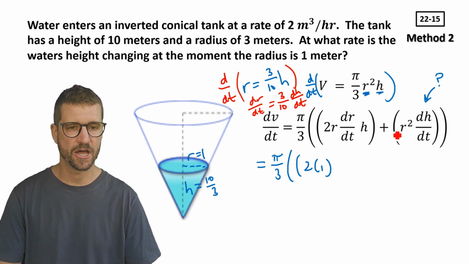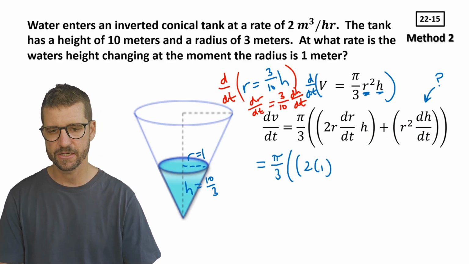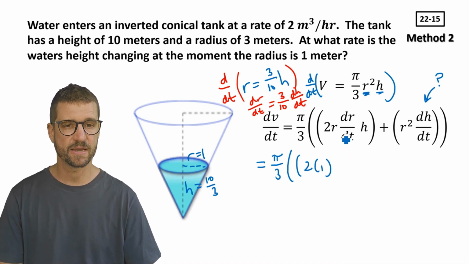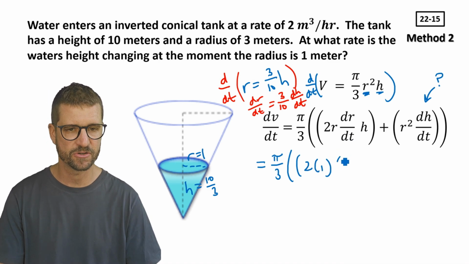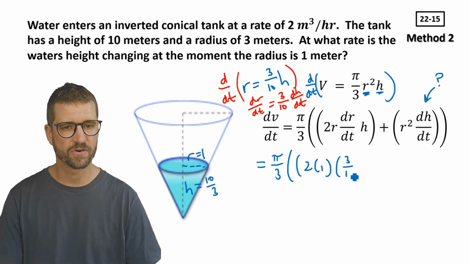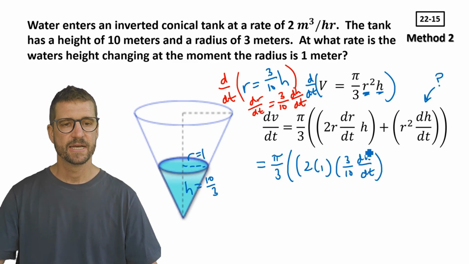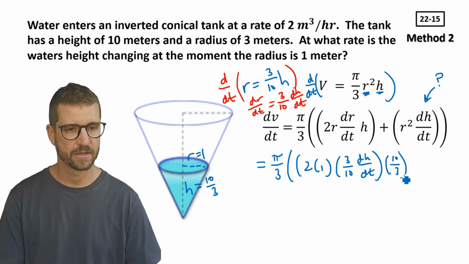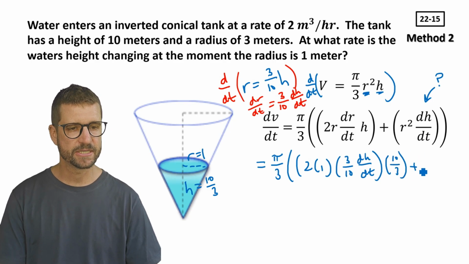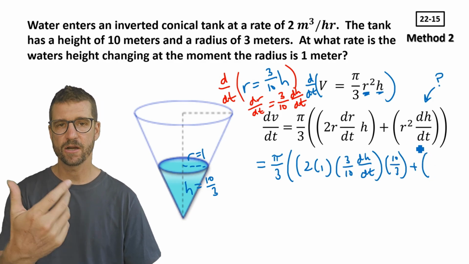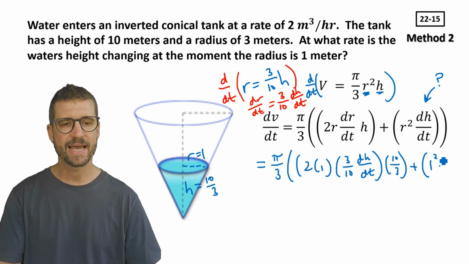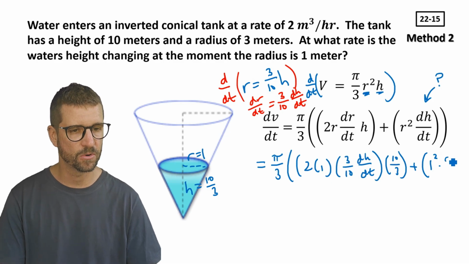So we'll have a couple unknown dh/dt's, right? So let me flip back to this blue color. So we're going to have 2 times 1 times dr/dt, which we have just found to be 3 over 10 dh/dt. Okay, times our h, which at that instant is 10 over 3. Okay, plus r squared, which is 1 squared, which is just 1, but I'll just write 1 squared. dh/dt is again what we're looking for.